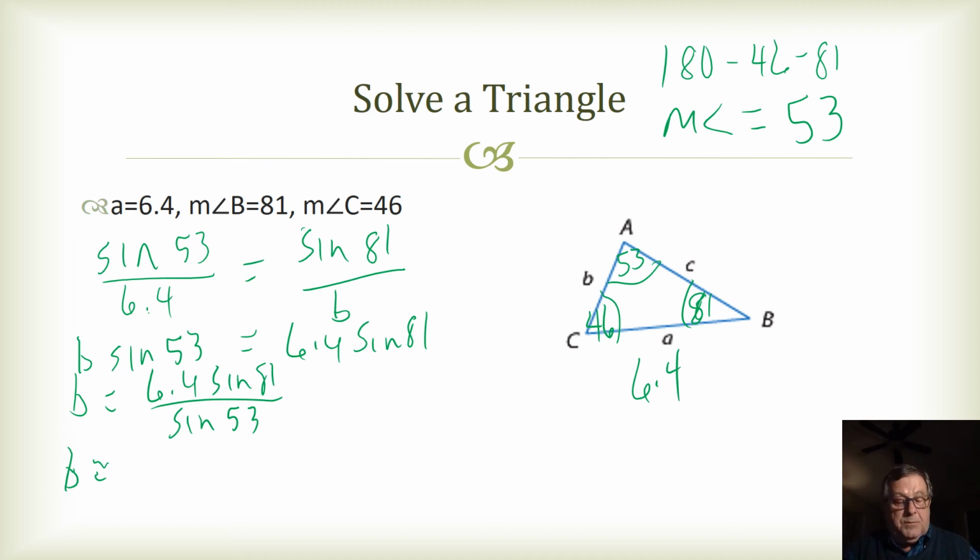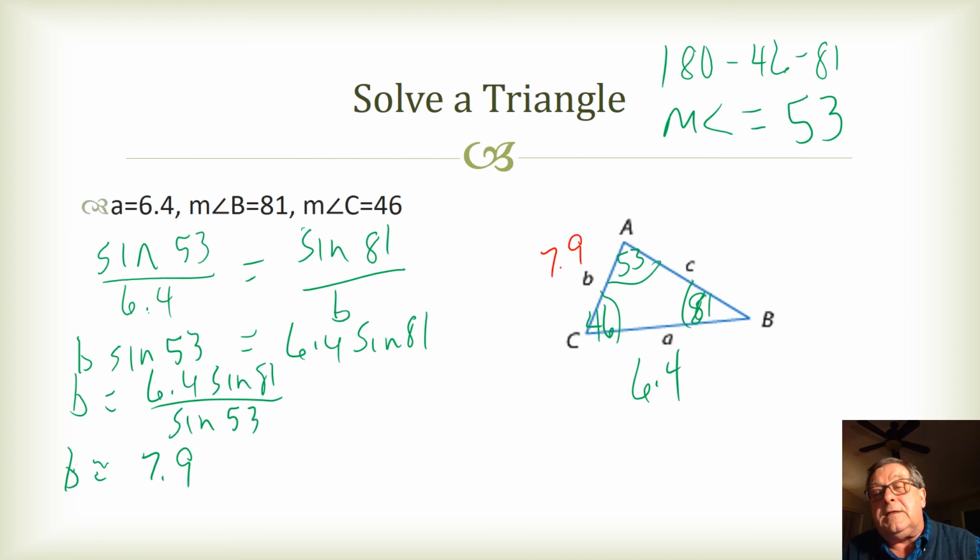So we got 6.4 times the sine of 81 divided by the sine of 53. And that's 7.915. We're going to round that to the nearest tenth, and so that is 7.9. So we can say here that B is approximately equal to 7.9.